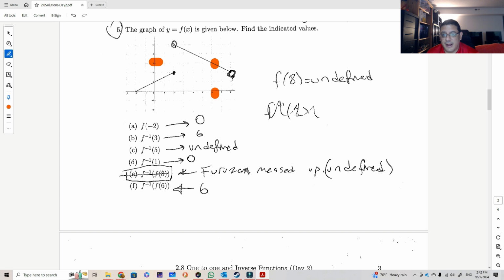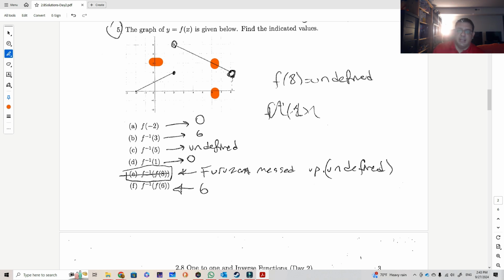F minus 1 of 5, notice that I'll be taking 5 here on the y and returning, but when I go to this point, I don't have anything here, so this is undefined. I cannot talk about any point in here. However, if I talk about a point like f minus 1 of 2, then I'm actually going to use this point, and that will be 2. If I go with f minus 1 of 1, notice that 1 on y is the image of 0, so f minus 1 of 1 is going to be 0.